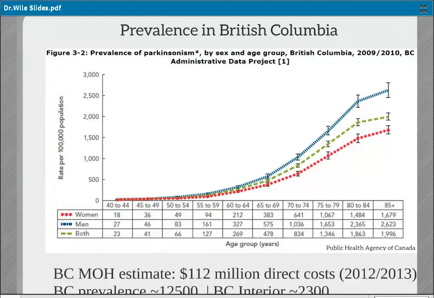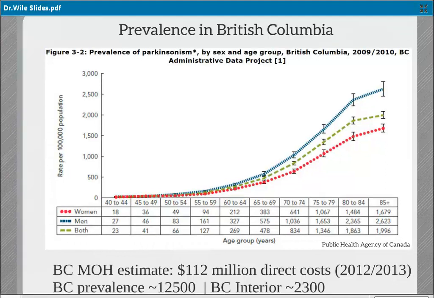Okay, so we're near the home stretch before question time. This is some information from about 8 years ago on how many people have Parkinson's in British Columbia. You can see there are 3 different lines here. The green line is all patients, the blue line is men, and the red line is women, with little age brackets here. As people get older, the rate of Parkinson's per 100,000 people gets higher.